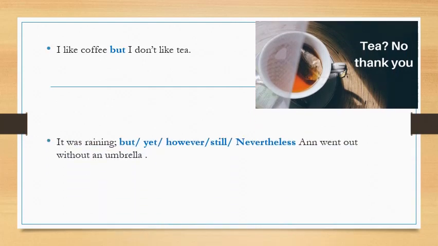Another example: it was raining, but, yet, however, still, nevertheless. So they mean the same thing, which is ولكن ومع ذلك. I went out without an umbrella. So here we have two opposite ideas, which is it was raining and I went out without an umbrella. So here you can use but, yet, however, still, nevertheless. You can choose one of the expressions there and the meaning doesn't change. So they stand for the same thing, which is contrast.